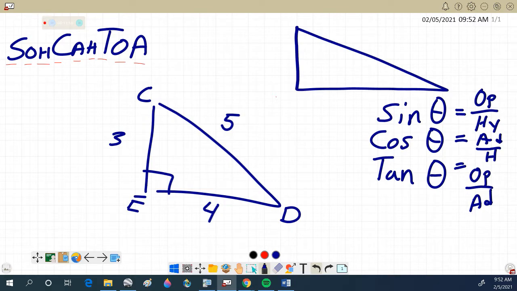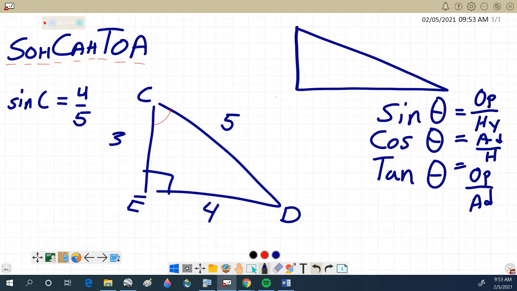And then I asked you, what is the sine of C? So that tells us which angle to focus on. I'm going to focus on angle C. What two sides do I need to use for the sine? I need to use the O and the H. Does everybody understand that? Which side is O? 4. Which side is H? 5. So the answer is 4 over 5.